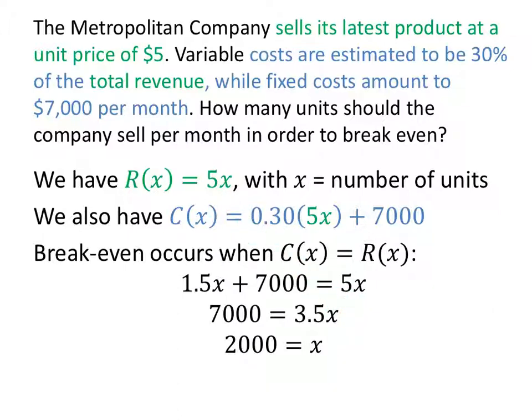Let's subtract 1.5x from both sides and I'll get 7,000 equals 3.5x. To get x by itself, I'm going to divide both sides by 3.5. 7,000 divided by 3.5 is 2,000, so I need to sell 2,000 units every month in order to break even. For each unit past 2,000, the Metropolitan Company is going to be making some money. If they don't sell 2,000 units in a month, now they're losing money. So that 2,000 is a really important number to know.